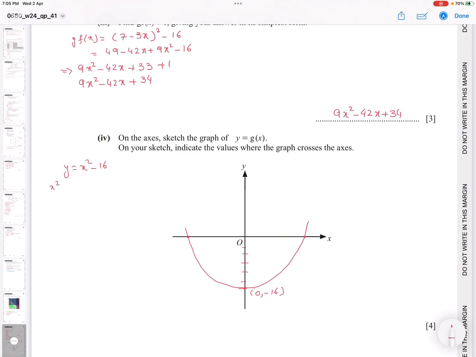And on the x-axis, let's find out from which numbers it is crossing the x-axis. So I can write x squared minus 16 equals 0, x squared equals 16, and x is equal to plus minus square root of 16, x is equal to plus minus 4. So this is minus 4 comma 0, and this would be definitely 4 comma 0.